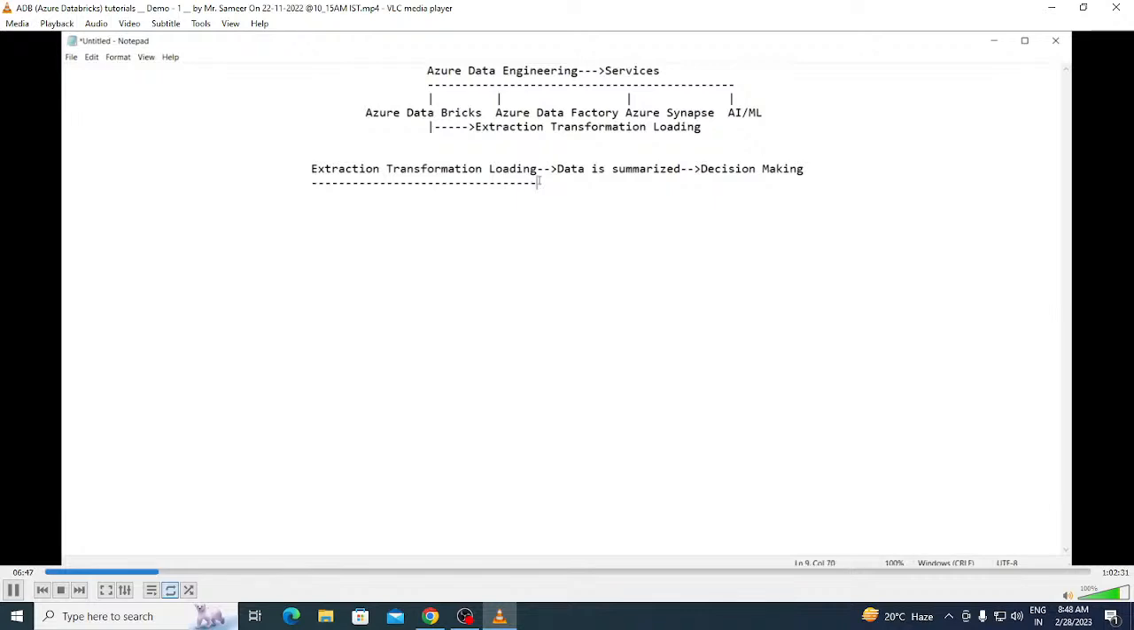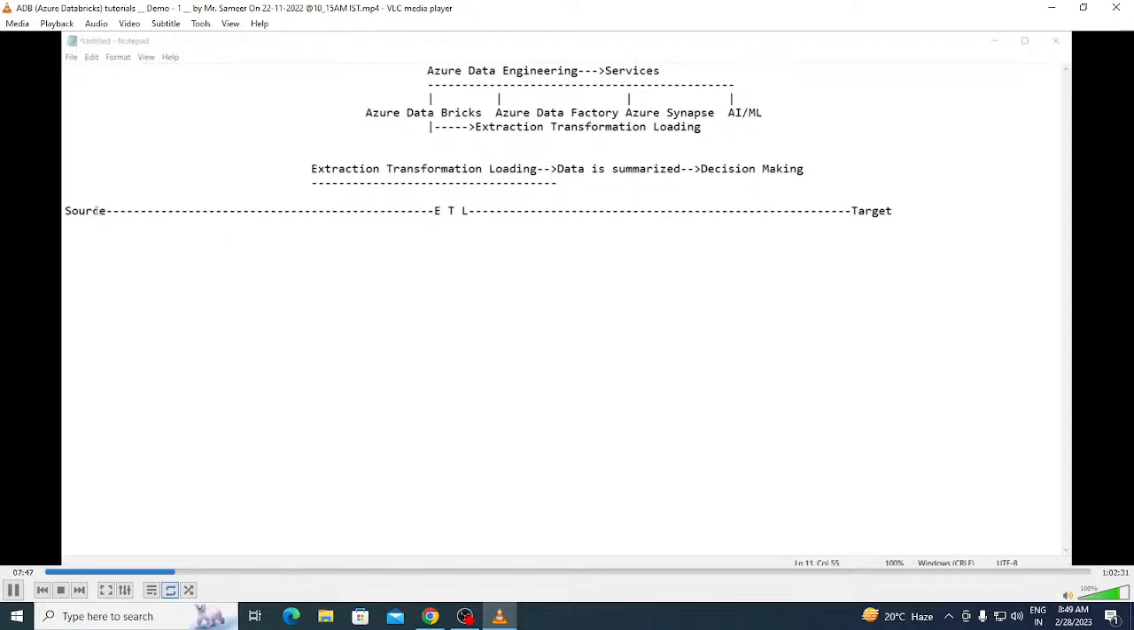This process of extraction, transformation, and loading requires the following. Source, and the next one, it requires a target. Source and the target. Now guys, what is a source and what is a target? Between the source and the target, this process of ETL is always applied, irrespective of whatever service we use. I'm generally talking about ETL, which is a process where the data is summarized.